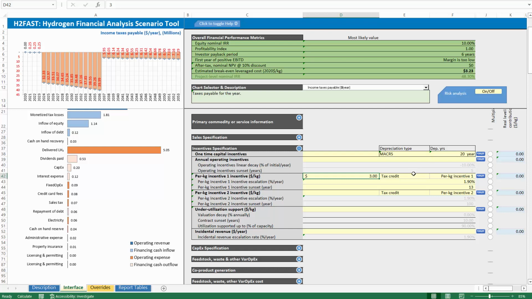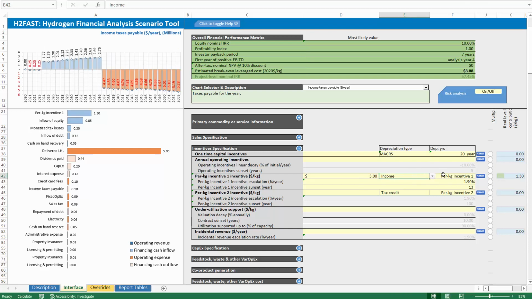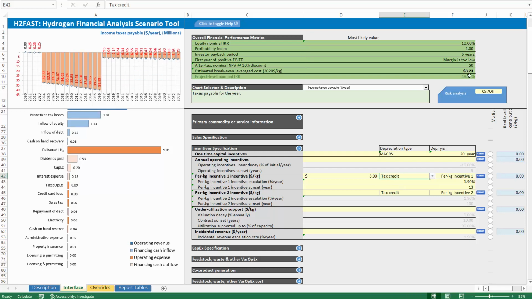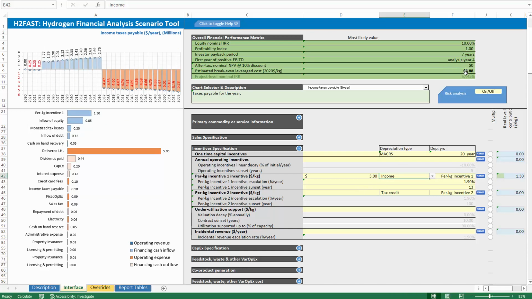And if we switch this to an income, that's going to have less of an impact on the cost of hydrogen. Notice here that if we have tax credit, our break-even price is $3.23, since that income is directly recoverable, if you will. And if we say that the mechanics of that incentive is that it comes in as a line item on the income statement, we can say, well, that's income. It will be treated as a revenue. It's not as effective as an incentive, and I'll have to bump up my price to $3.88.